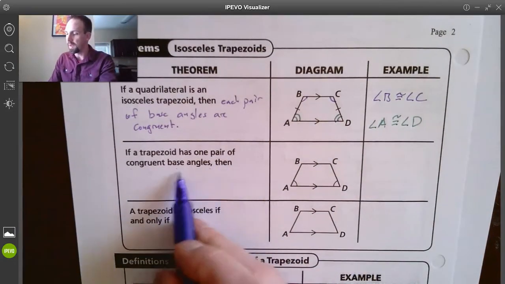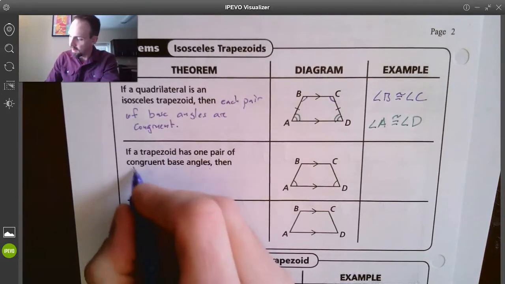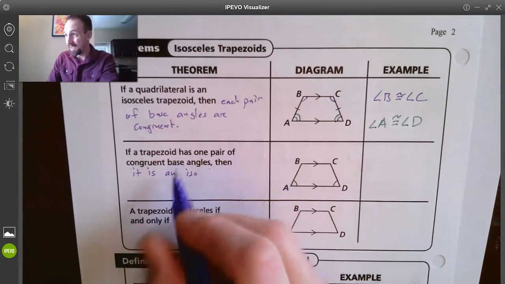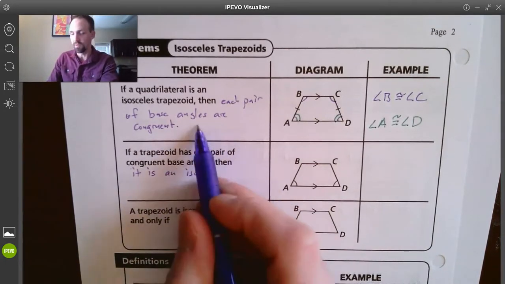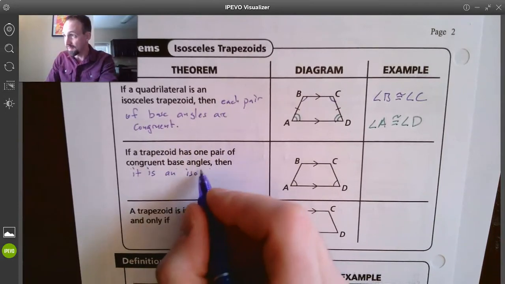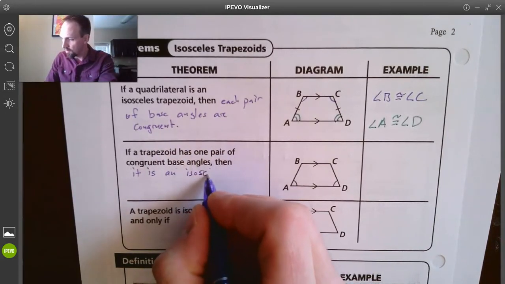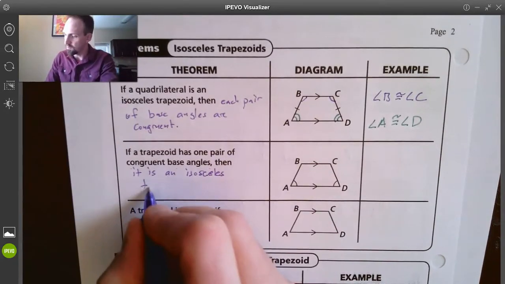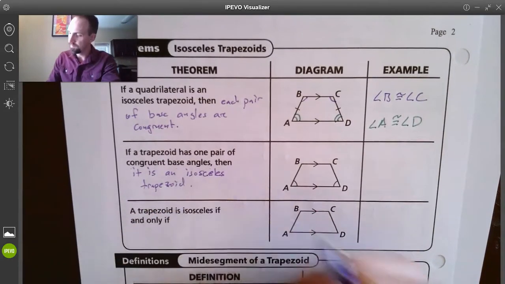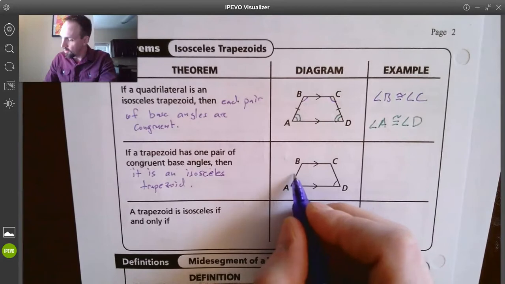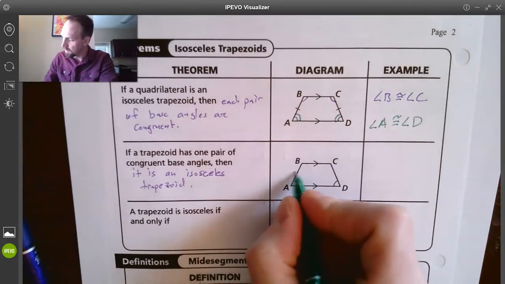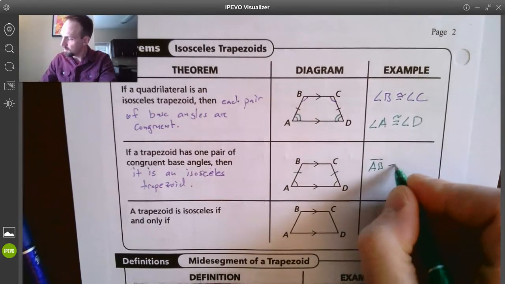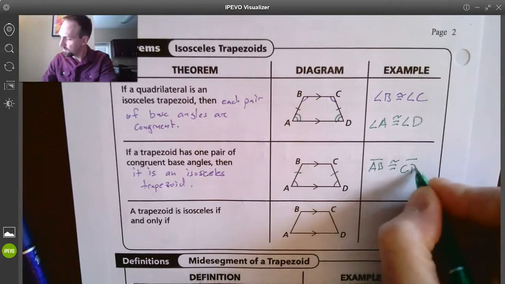If a trapezoid has one pair of congruent base angles, then it is an isosceles trapezoid. Now we're going the other direction. So if I have a trapezoid and it has congruent base angles, which is what we talked about right here, then it has to be an isosceles trapezoid. And I forgot how to spell isosceles. Good thing it's right here. It's an isosceles trapezoid. So here, I know that segment AB is congruent to segment CD.